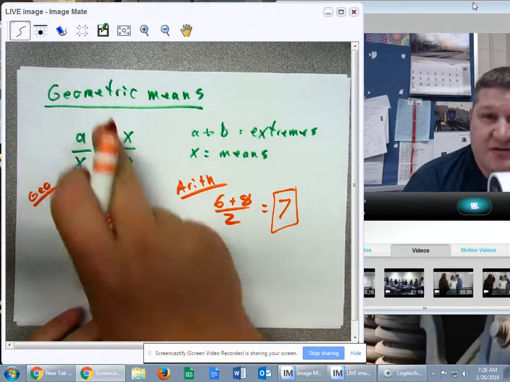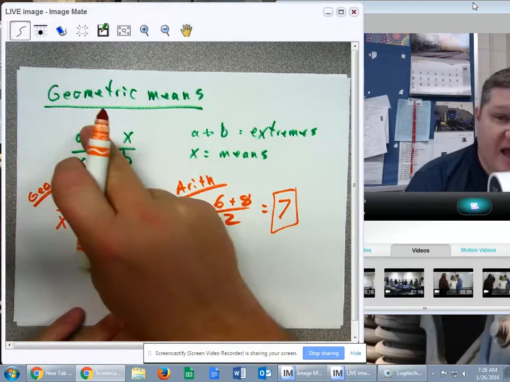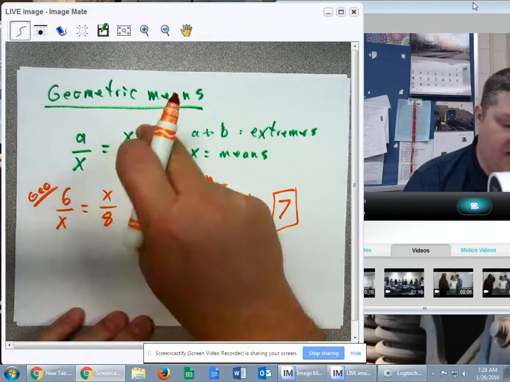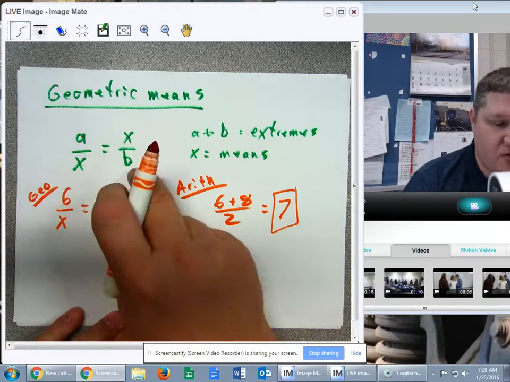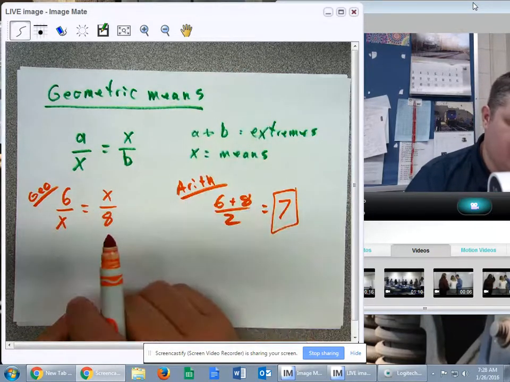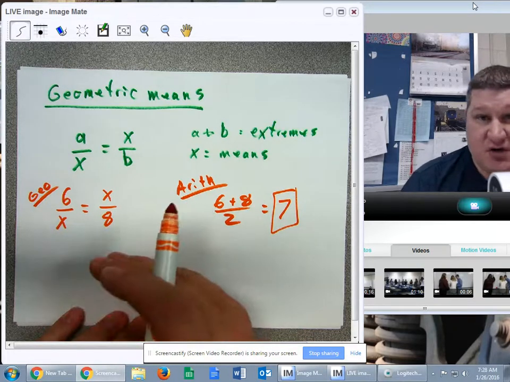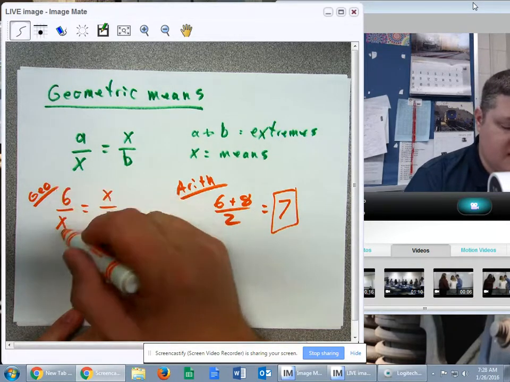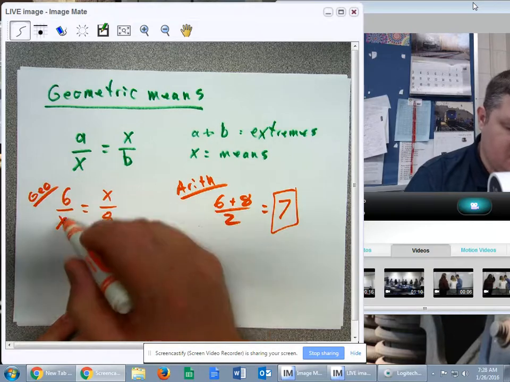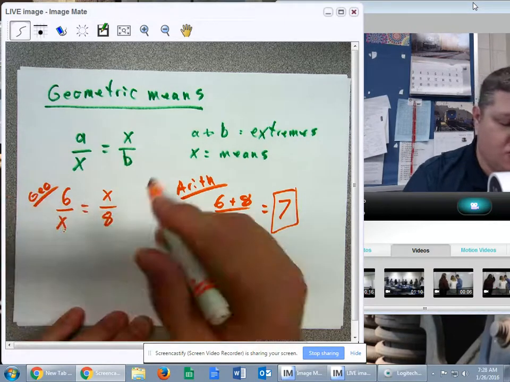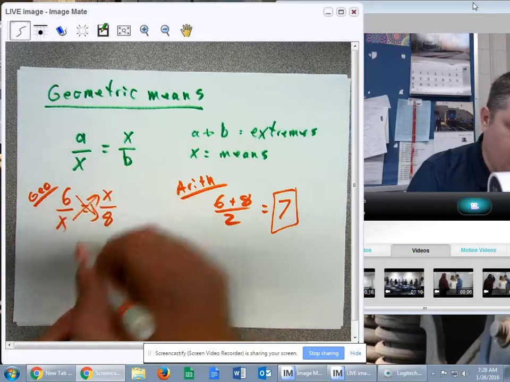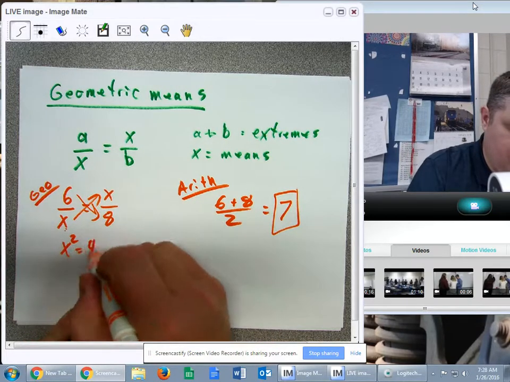However, in a geometric mean, it works a little differently. It's a over x as x over b. So you set it up as a ratio using two proportions. And of course, the only way to set that up and to solve it is to cross multiply. So you have 6 is to x as x is to 8. So the question is, what is this number between the two that makes these two fractions true? So we're going to cross multiply, and I get x squared equals 48.